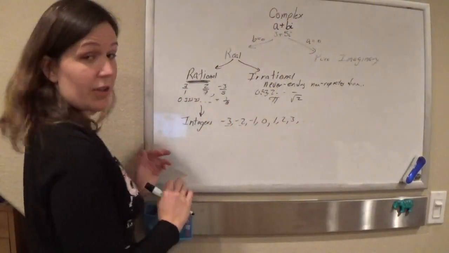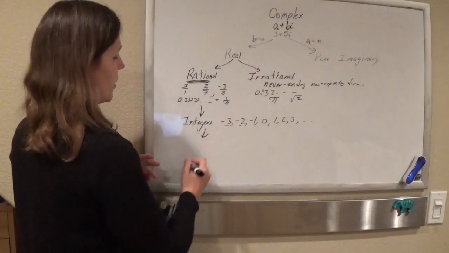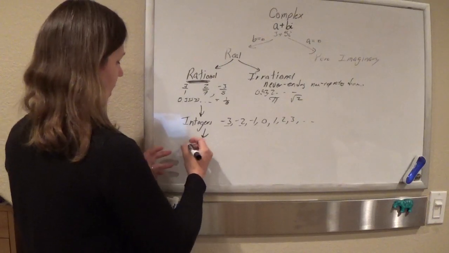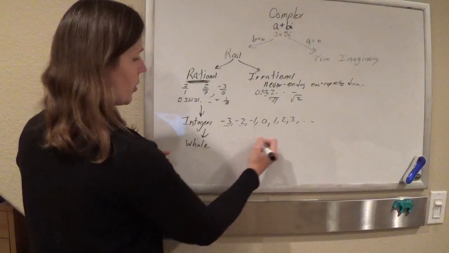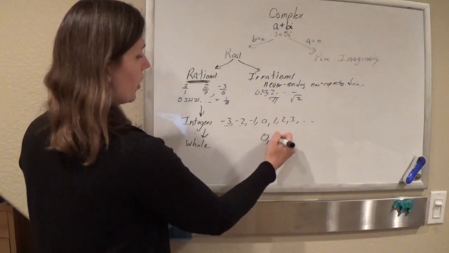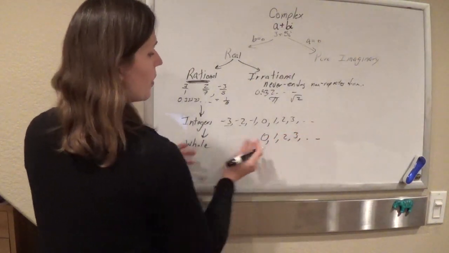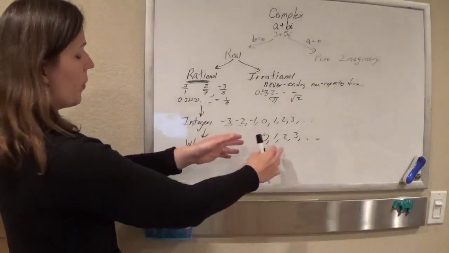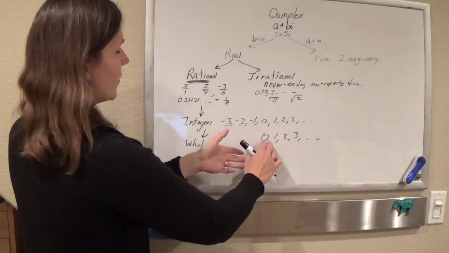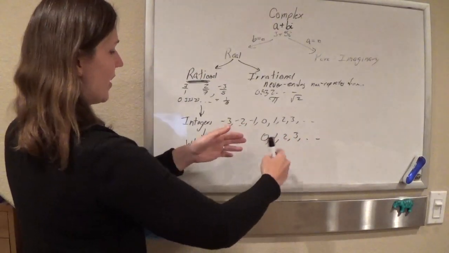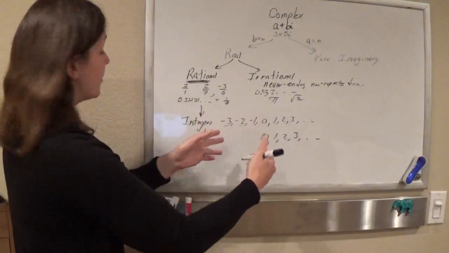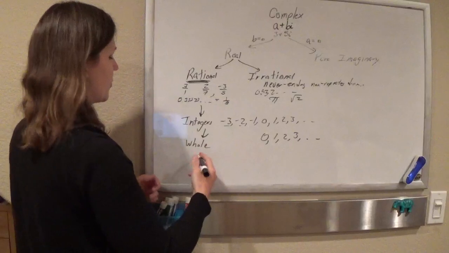But those are integers. And we go down one more subset, and we have our whole numbers, which start with the donut hole, which start with 0. And so they're just our positive numbers 0, 1, 2, 3, and so on. So just no negatives, non-negative. That's the word I was searching for.